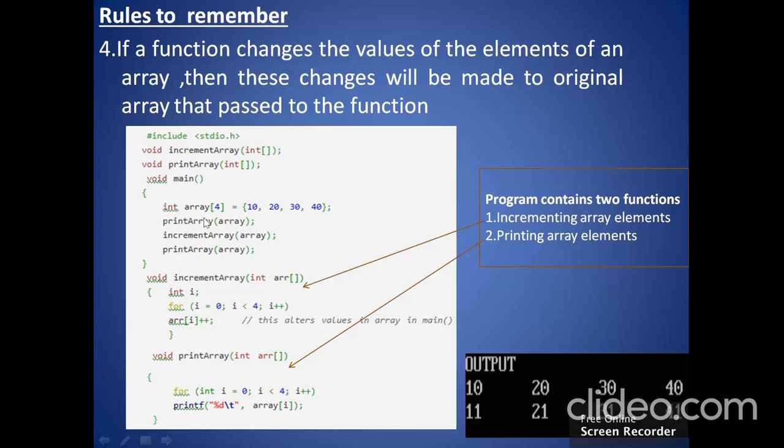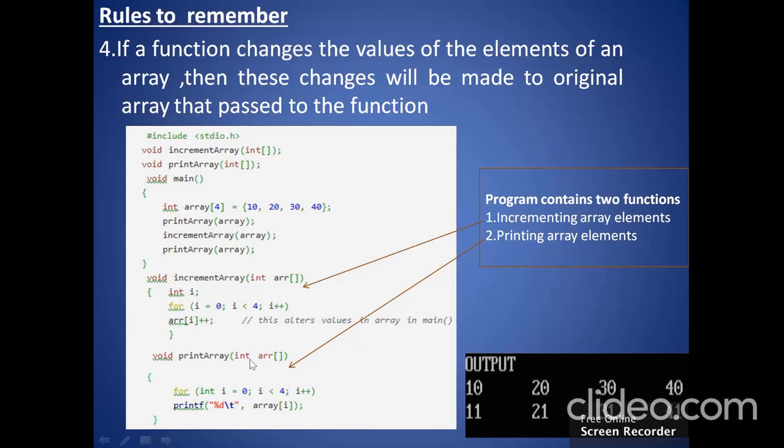Then inside the main, at first we have to initialize the actual array. That is int array, which contains 4 members, equal to 10, 20, 30, 40. Then we will call the print array function. When we call the print array function, the control comes to the print array function.